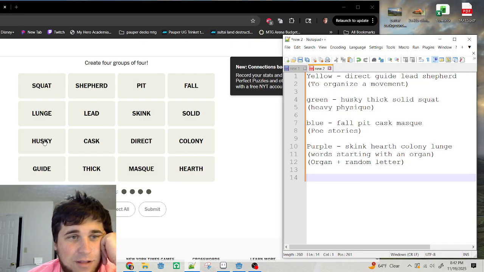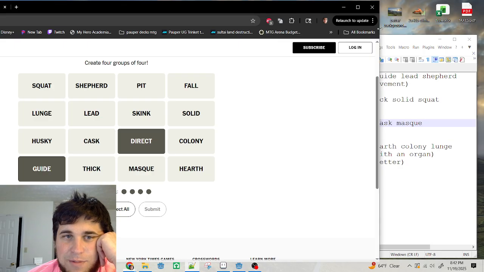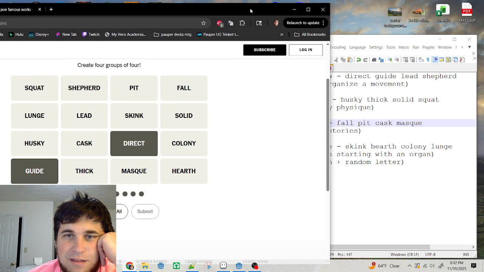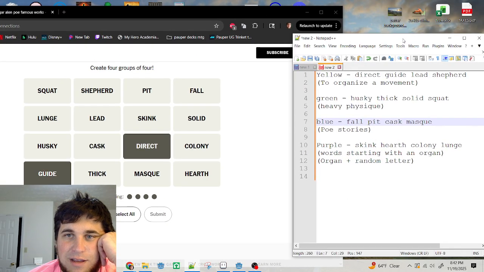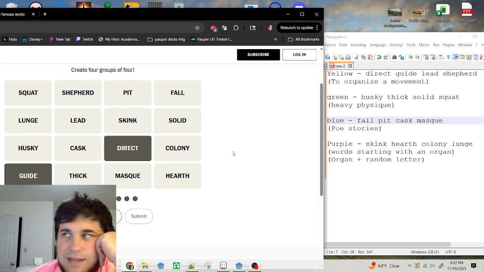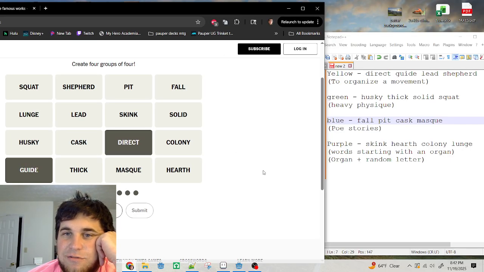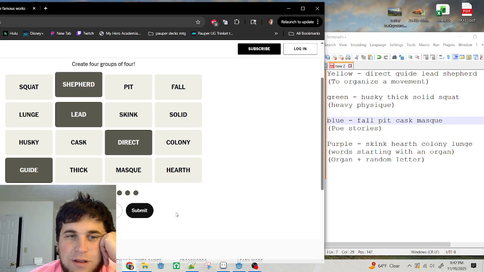For yellow, we have guide, direct. Oop, I don't want this to disappear. That's going to be annoying. Can I get this to stay on screen and have those? Yes. Guide. Oh, they're not on our face. Okay, good. I was worried for a minute there. Guide, direct, lead, and shepherd. Yellow?